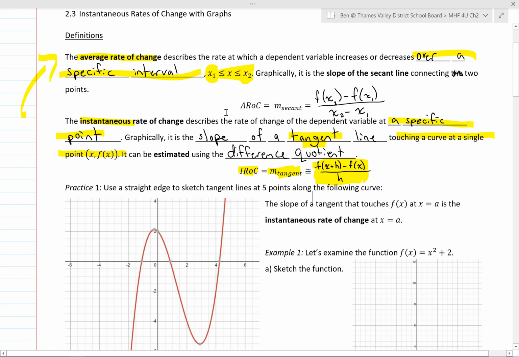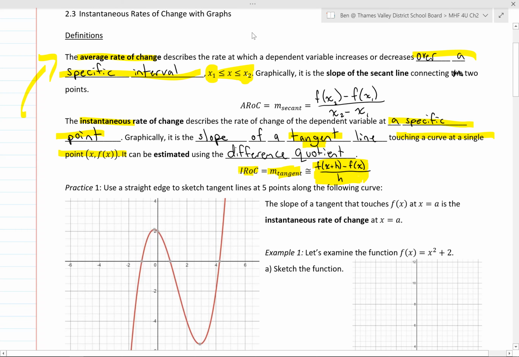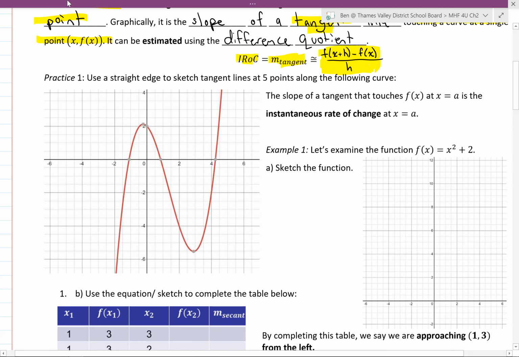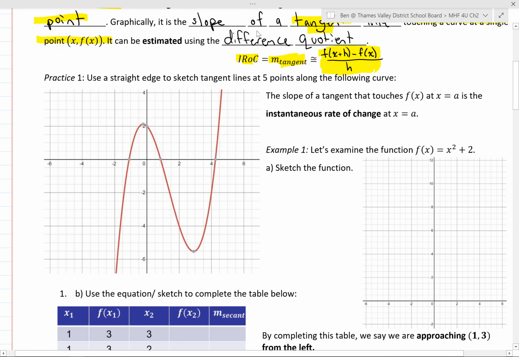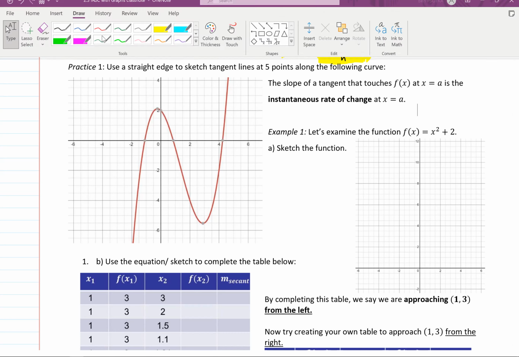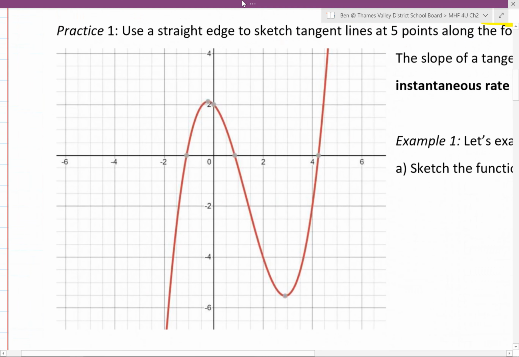Now for practice, we want to practice just sketching our tangents. Okay, so we want to make sure you're using a straight edge if you've printed this off. A key part of working with a tangent is it must be a straight line. So we want to sketch a tangent line at 5 points along this curve. Whoops, I lost my tangent line there. When we do that, let's zoom in nice and large for you.